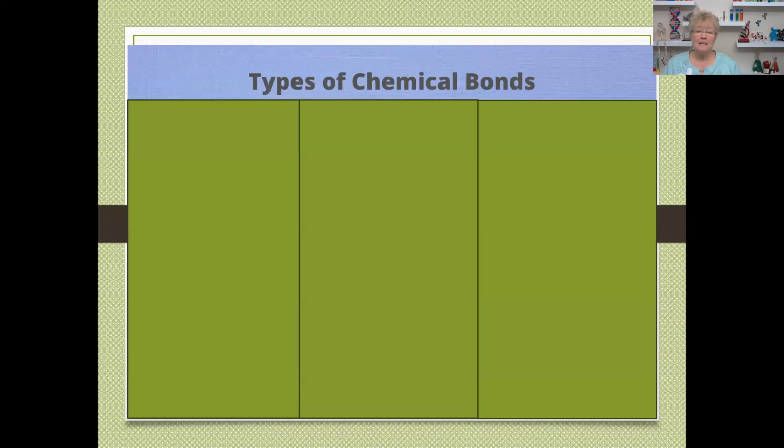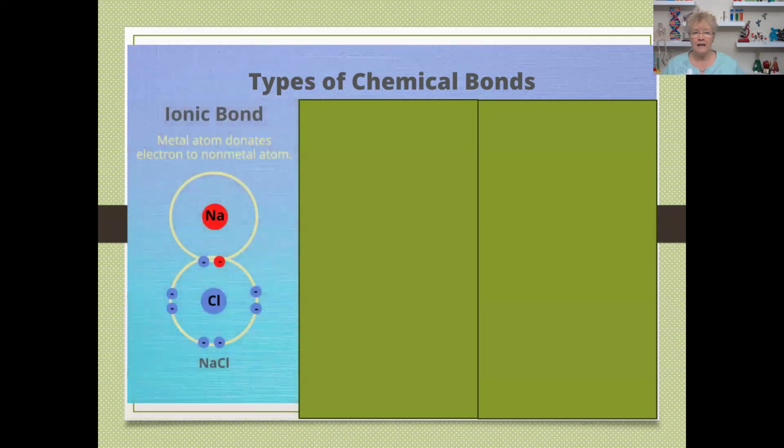All right, now we learned about these bonds. We learned that there are 3 main kinds of bonds. The first kind of bond that we learned about is the ionic bond. This is where one atom gives an electron away to another atom. They're now ions. They're now a cation and an anion, and they stick together. This happens when a metal donates to a non-metal.